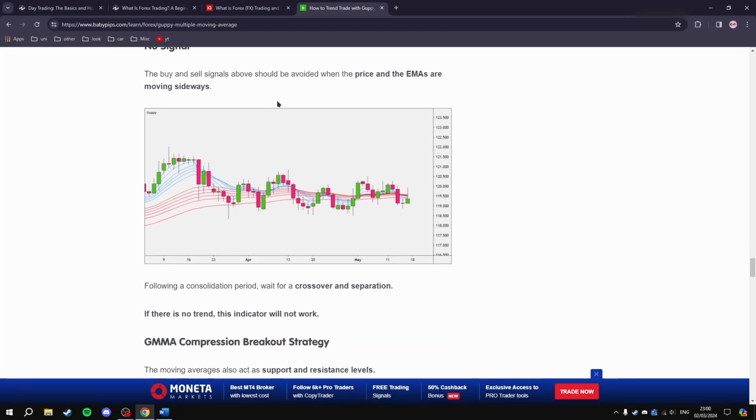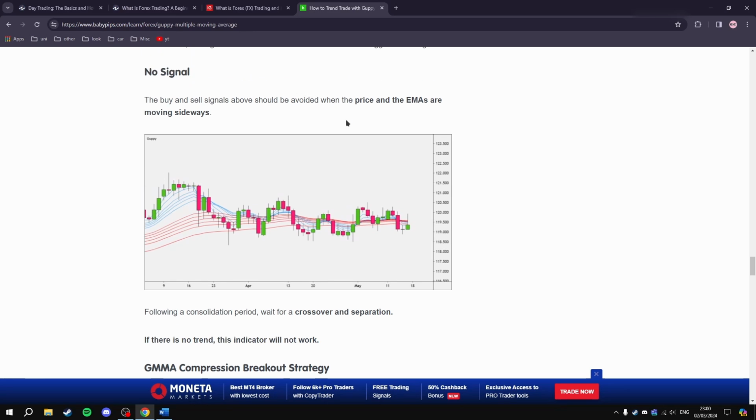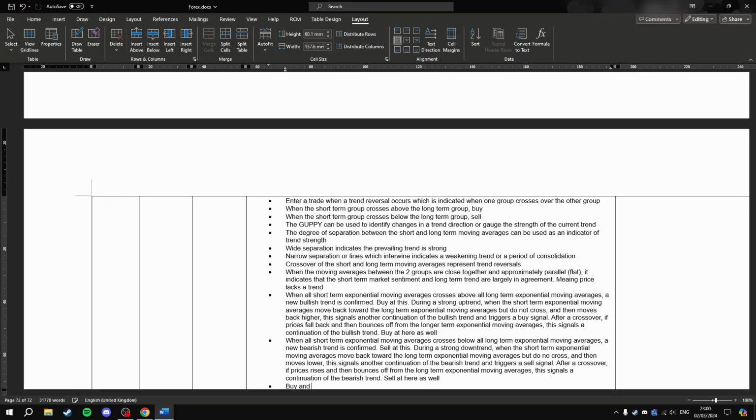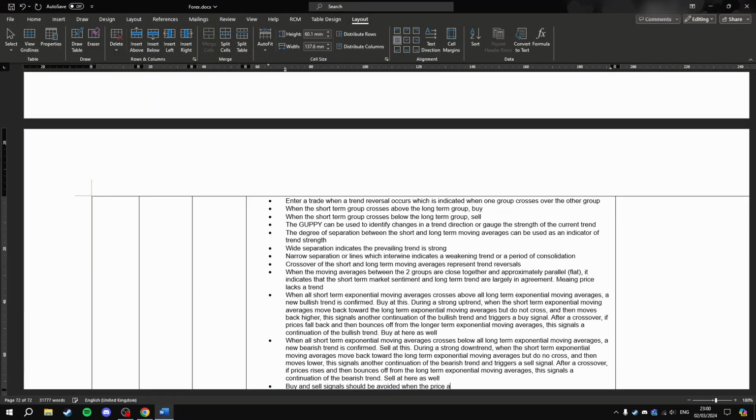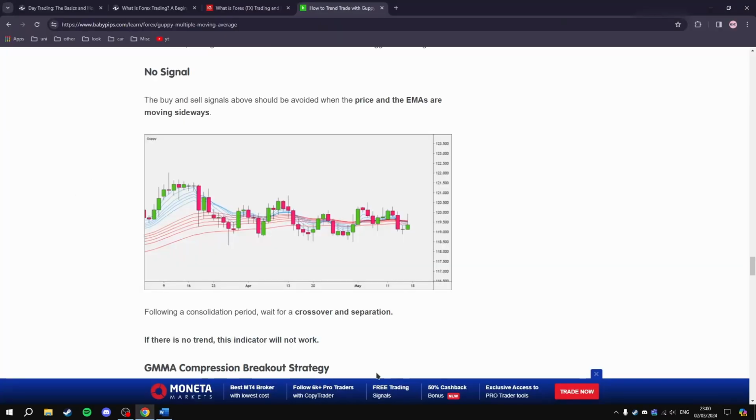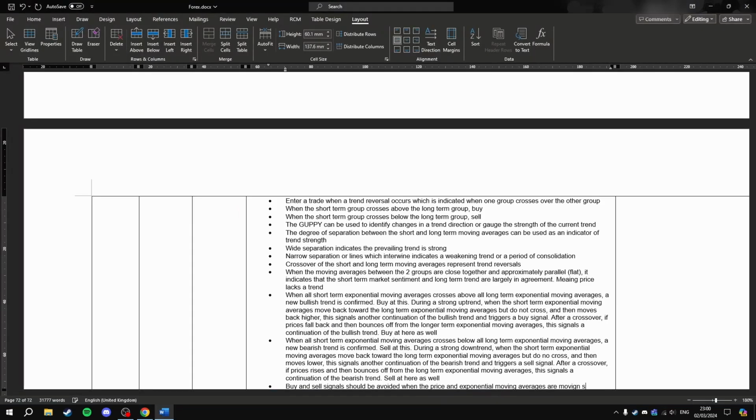No signal. The buy and sell signals above should be avoided when the price and the exponential moving averages are moving sideways. Buy and sell signals should be avoided when the price and exponential moving averages are moving sideways.